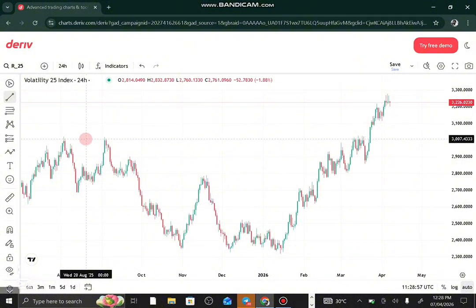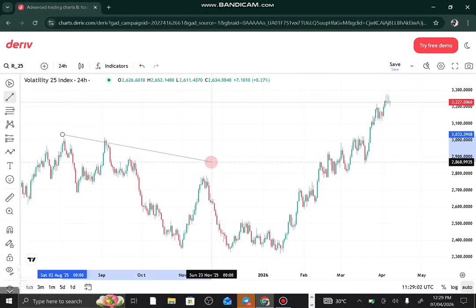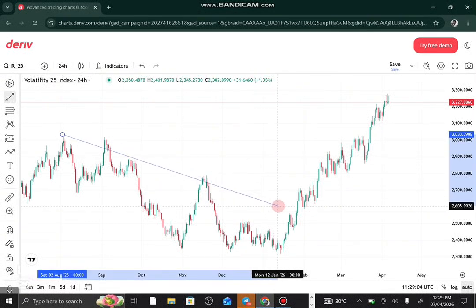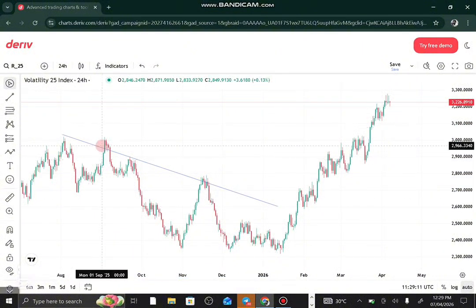All right, guys, can you see? So this break has really violated the trend line a little bit. This is a fake out, really a fake out. So you see, this is our point A, point B, and point C.